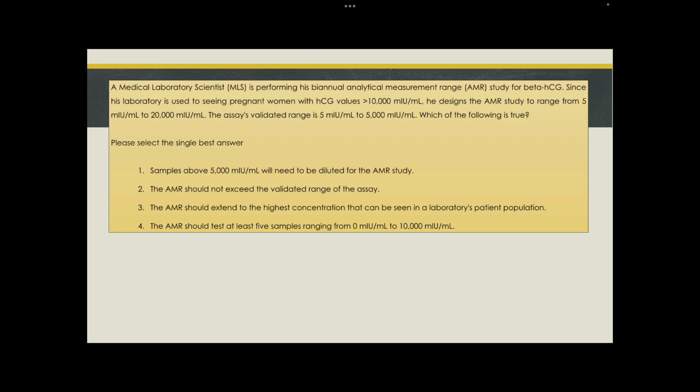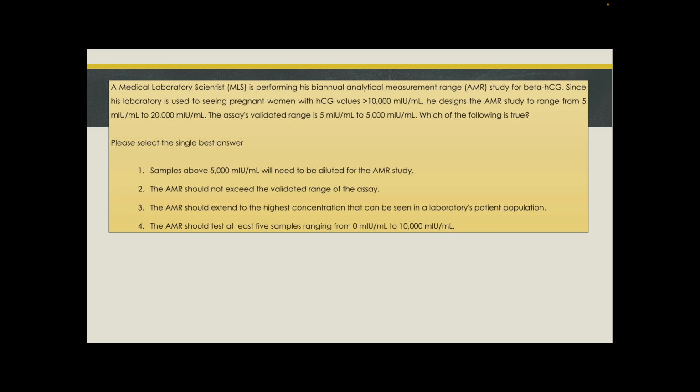A medical laboratory scientist, MLS, is performing his biannual analytical measurement range, AMR, study for beta-HCG. Since his laboratory is used to seeing pregnant women with HCG values greater than 10,000 μ/ml, he designs the AMR study to range from 5 μ/ml to 20,000 μ/ml. The assay's validated range is 5 μ/ml to 5,000 μ/ml. Which of the following is true? Please select the single best answer.